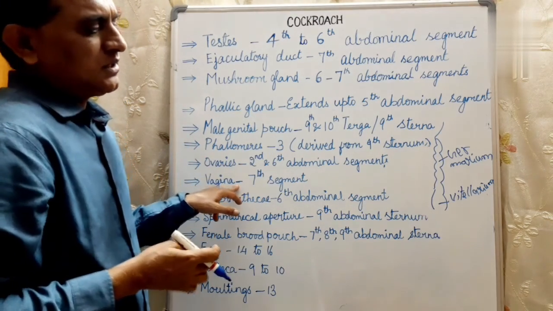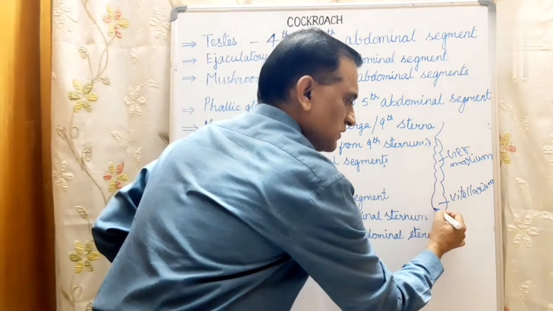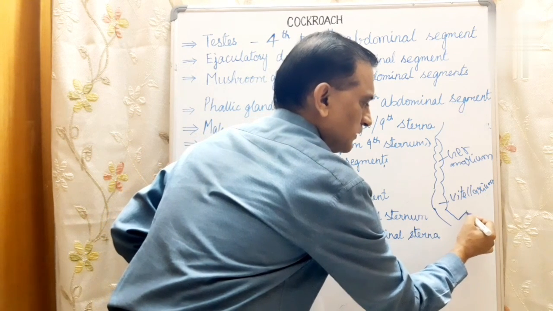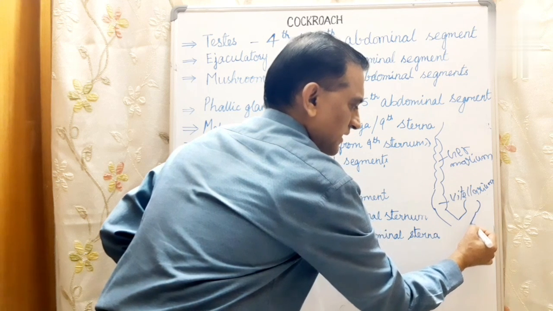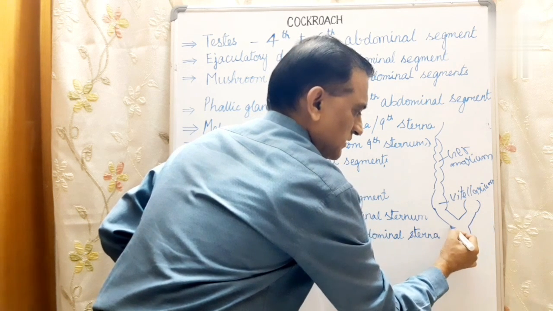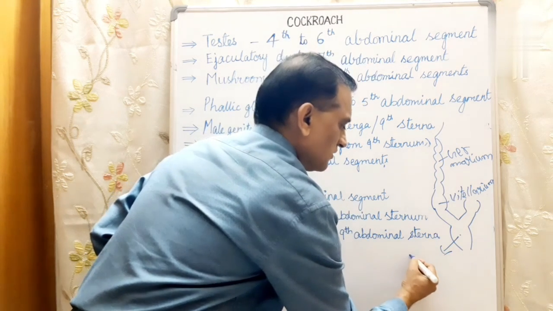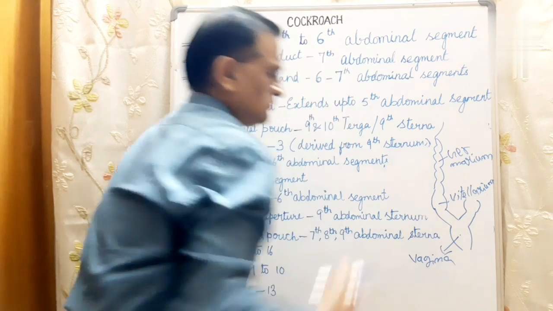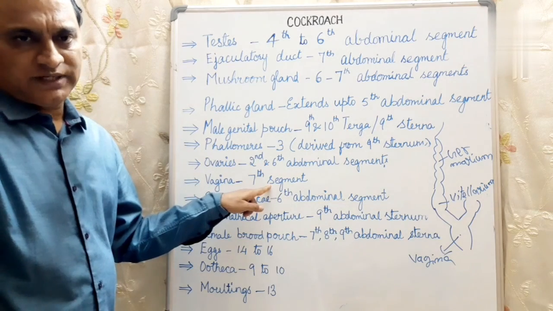Next, from the posterior end of each ovary, an oviduct arises. The two oviducts, one from each side, run posteriorly, fuse together and form a common oviduct. This common oviduct is also called the vagina, and it is located in the 7th abdominal segment.